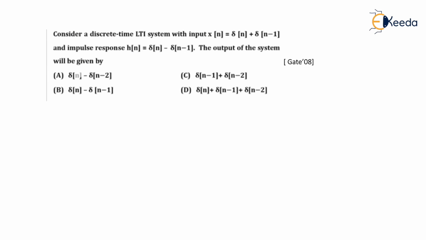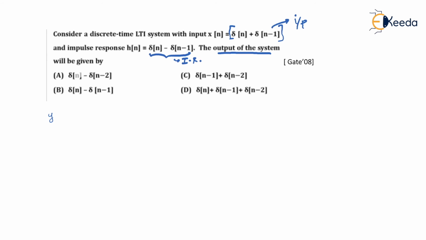Consider a discrete time LTI system with input x of n as del of n plus del of n minus 1. So please note that this whole thing is your input. Next, the impulse response h of n. So this whole thing is your impulse response. And what they are asking you is the output of the system. Okay, and they have given you 4 options. It is a GATE 2008 problem. Let us see how we can deal with this.